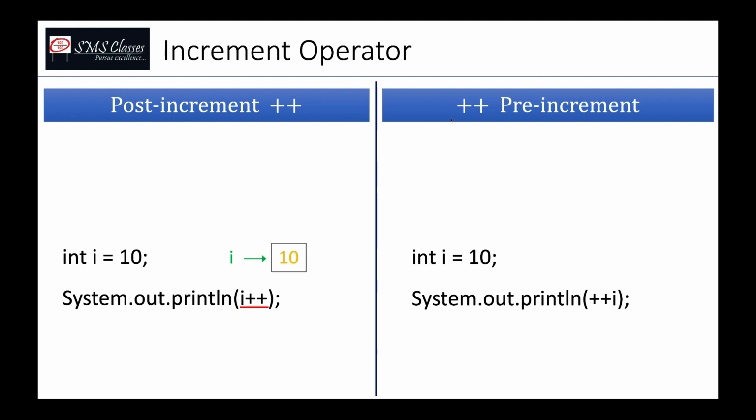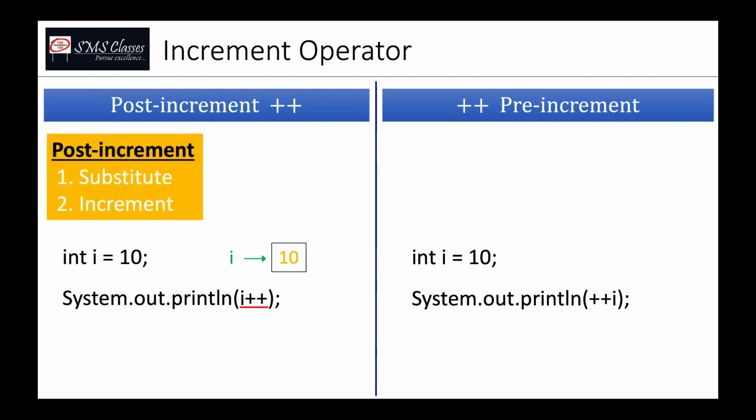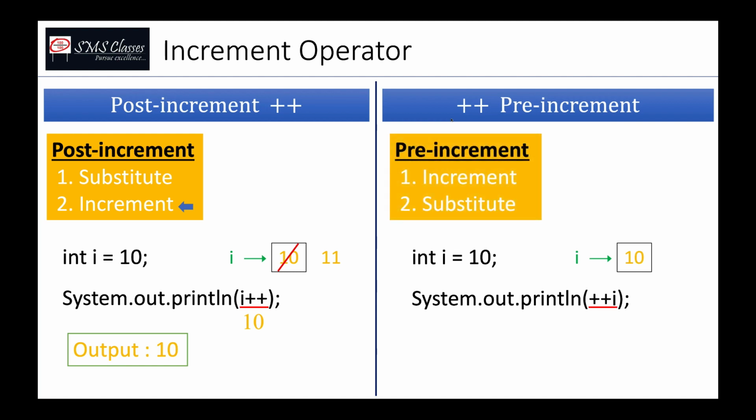Whenever you see a post increment, you follow these two steps. First, you substitute the current value of the variable. So in this case, I value is 10. So you first substitute. Then you increment I value by 1, so I will become 11 in the memory. So the output of this expression is 10. Whereas in the case of pre-increment, you follow similar two steps, but in the opposite order. So this time you first increment the I value by 1 in the memory. Then you substitute. So the output of this will be 11.